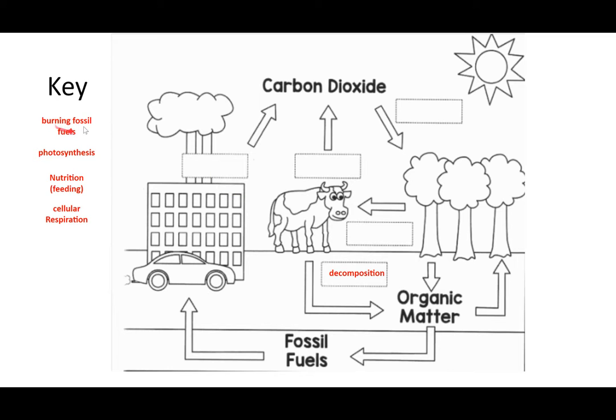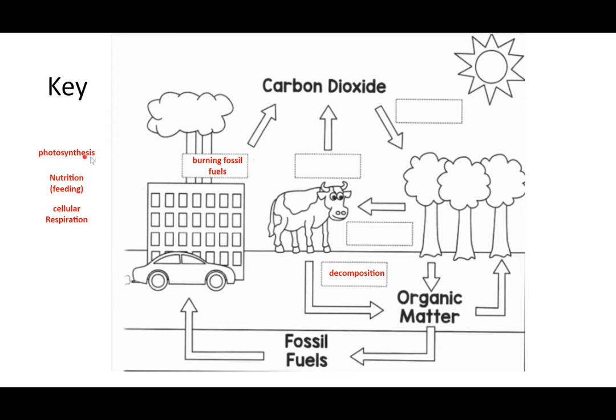Our next term is burning fossil fuels. So we have a car and a factory here. So we're going to place that term here in this leftmost blank. Burning fossil fuels releases carbon dioxide into the atmosphere. If you remember, carbon dioxide is a greenhouse gas, which means it traps warm air in the atmosphere, leading to the greenhouse effect, which is linked to climate change. So burning fossil fuels releases carbon dioxide.